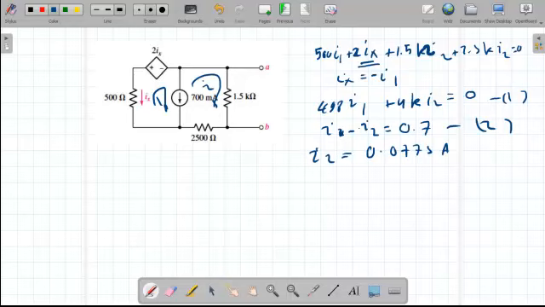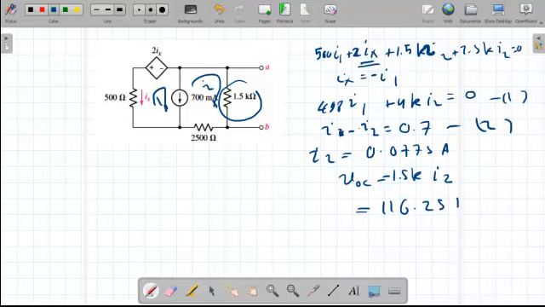Now, as you can see, the open circuit voltage is just the voltage across this resistor. So V open circuit will equal 1.5k times I2, so it equals 116.25 volts. Okay, so here we determined V Thevenin. The second stage, we need to find I Norton, or the short circuit current.